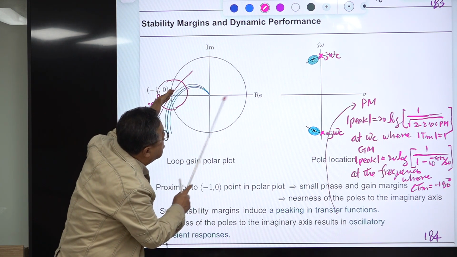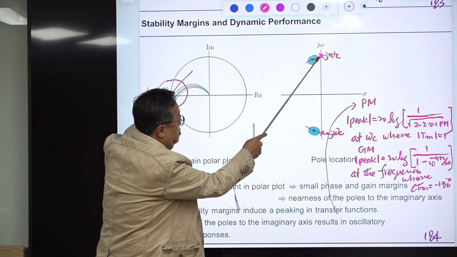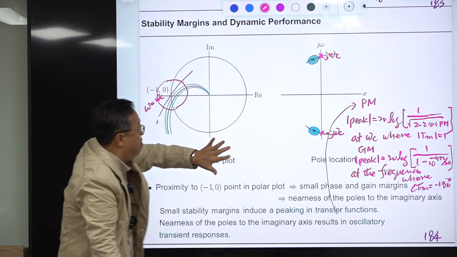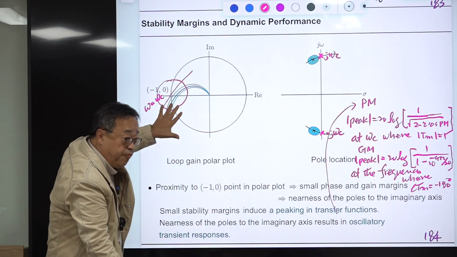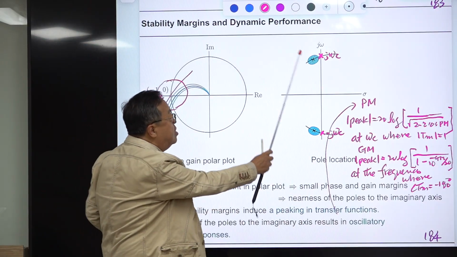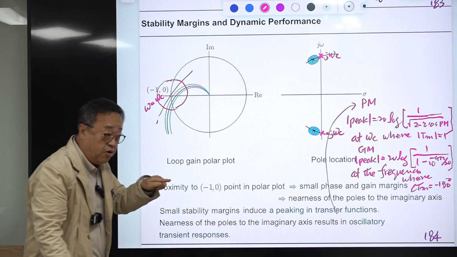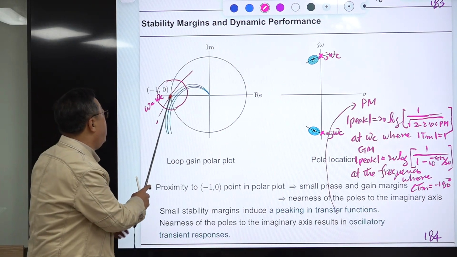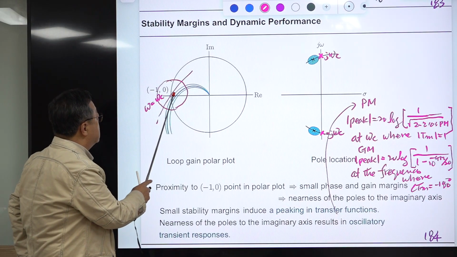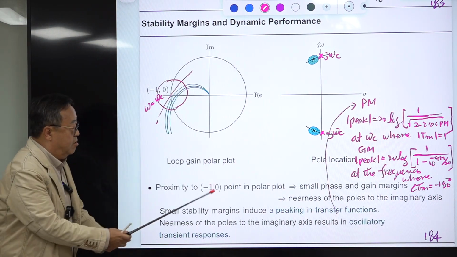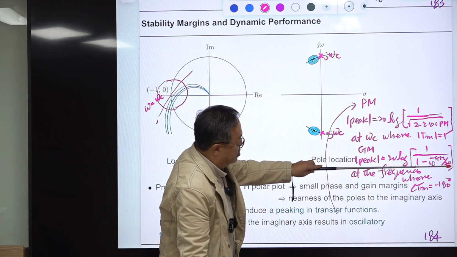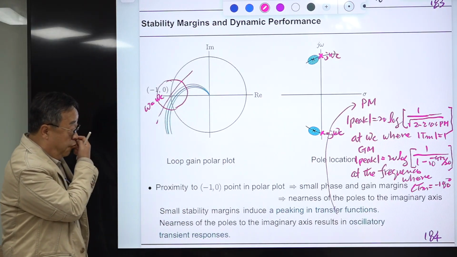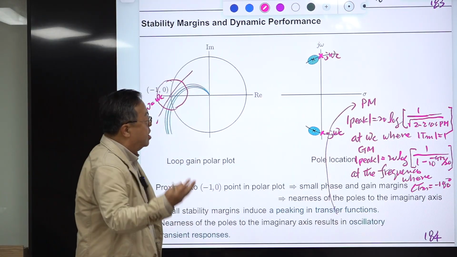But if it does not pass this and is inside of this, then the roots of the characteristic equation, or system poles, are located in the left-hand side. So you are safe, but being very near to this point creates very oscillatory behavior. And it produces the peaking, because this indicates there is a small phase margin and gain margin, and you will prove this later. I think this was one problem in the in-class final exam of last semester.